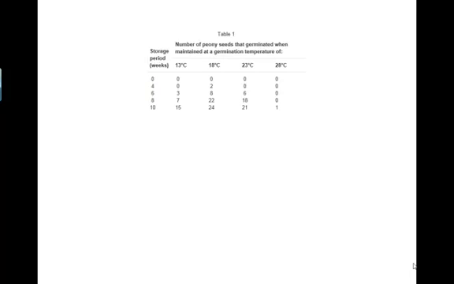Of course, not everything is a graph. What about a table? Pick a point. Describe it accurately. At 18 degrees Celsius, what do I know about this number? I have to look up. At 18 degrees Celsius, the number of peony seeds that germinated at a storage period of 4 weeks was 2. What might be a generalization? As the storage week period increased, so did the number of seeds that germinated.